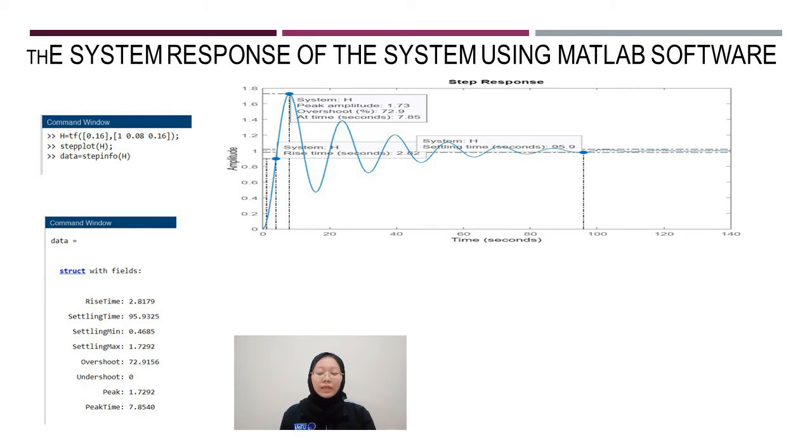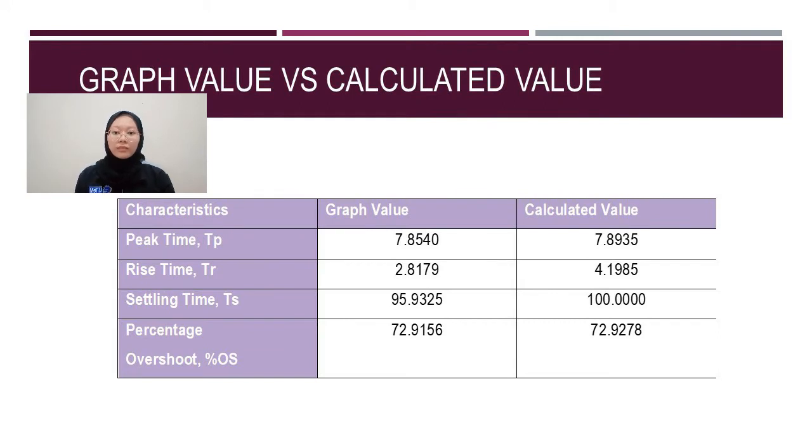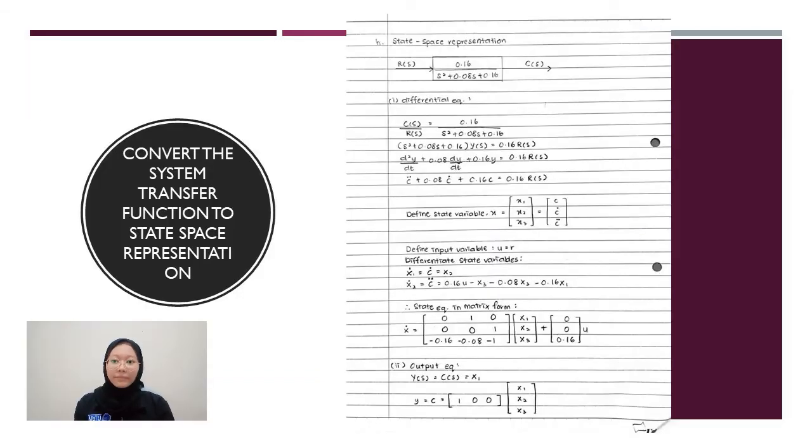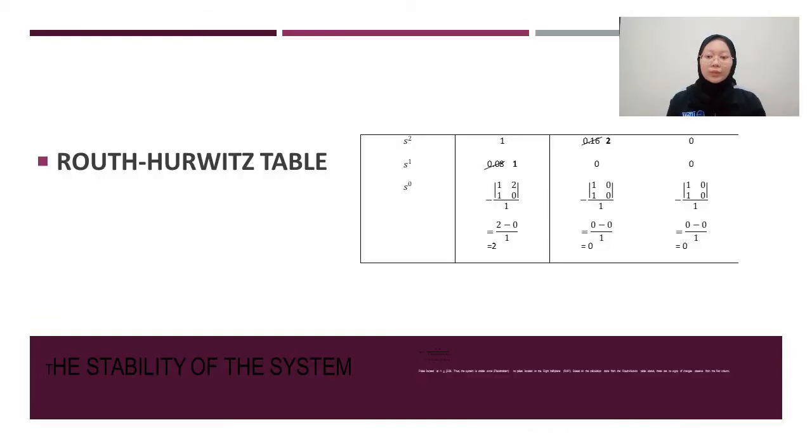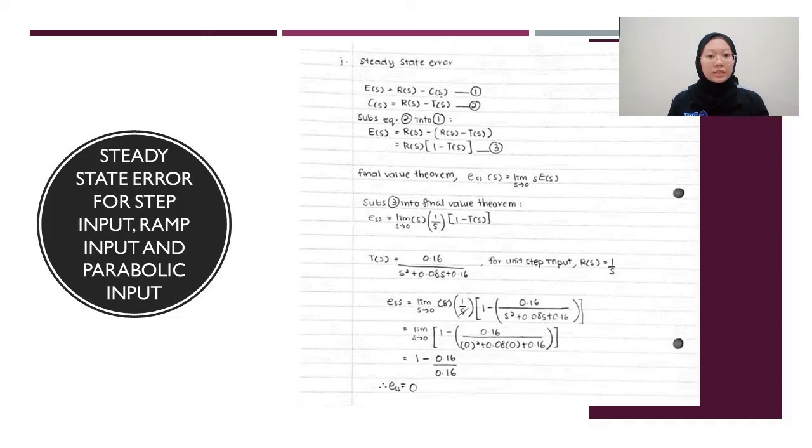We have chosen MATLAB software to get the system response. The graph obtained from the MATLAB simulation shows an underdamped second order system. The values obtained from the graph are compared to the values calculated. Afterwards, we convert the system transfer function to the state space representation as shown. Furthermore, we use the Routh-Hurwitz table to determine the stability of the system. The results show that the system is stable, as explained below.